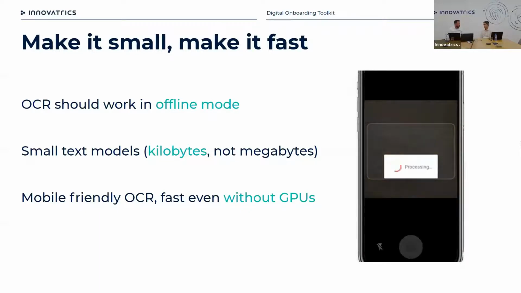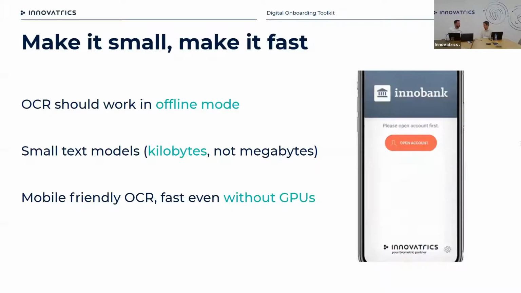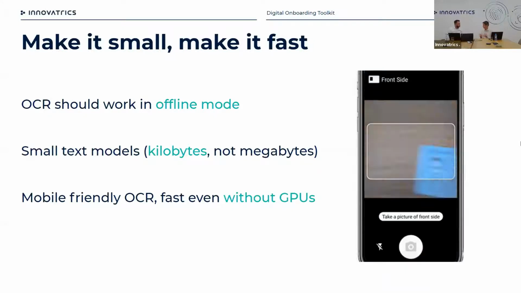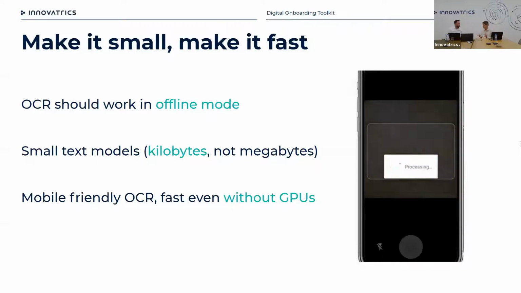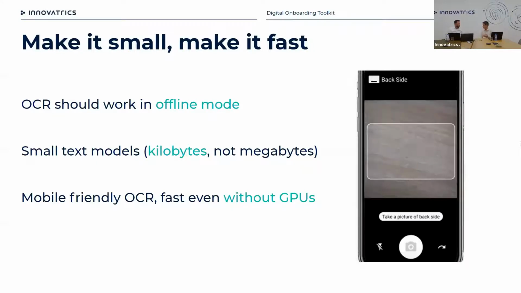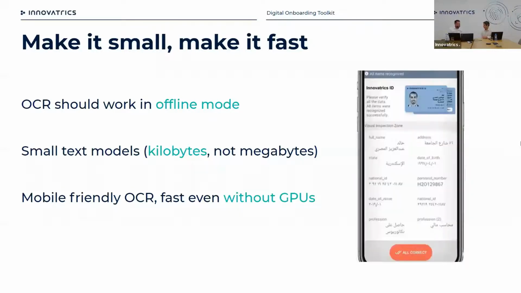Of course, an OCR solution has to be very fast. It has to work on a mobile phone. That means at the same time the model has to be small. You don't have enough bandwidth to download megabytes. It has to be kilobytes. It has to be fast. It has to be mobile friendly, and it has to work in offline mode. So these were the challenges, and that's the reason why we wanted to develop our own OCR.